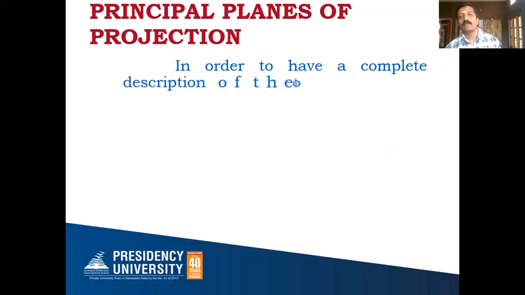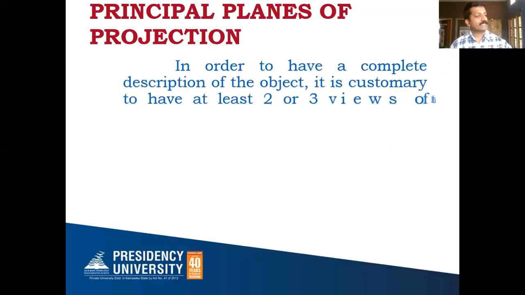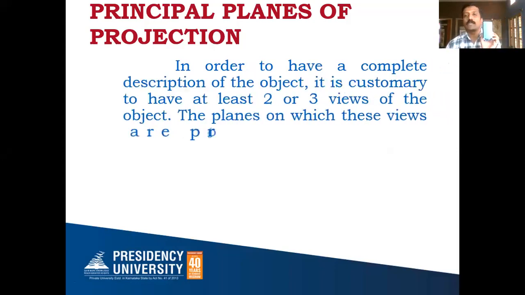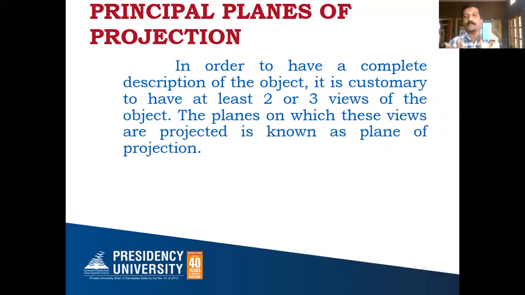Principal planes of projection. Okay, so this particular object, if you see it from different positions, then only I can describe the entire shape as well as size of this object. For that we have principal planes of projection. So let us discuss what exactly the principal plane is. In order to have a complete description of the object, it is customary to have at least two or three views of the object.